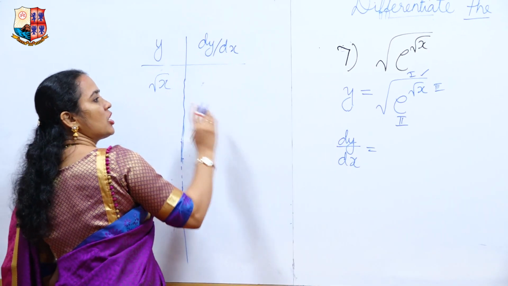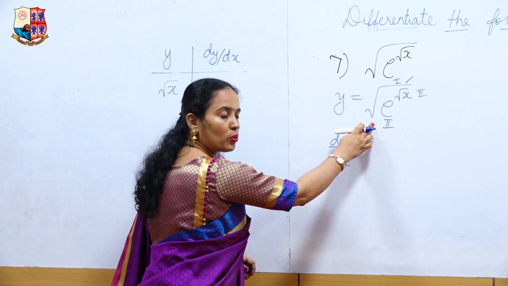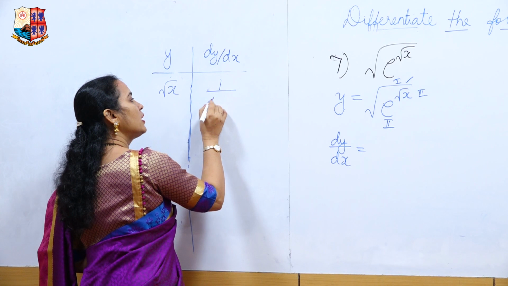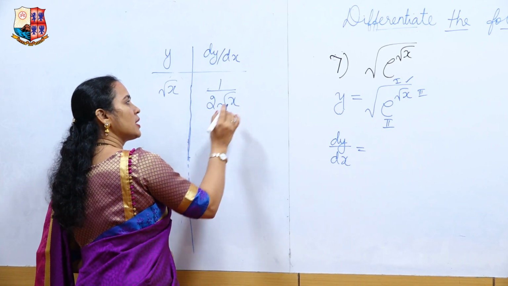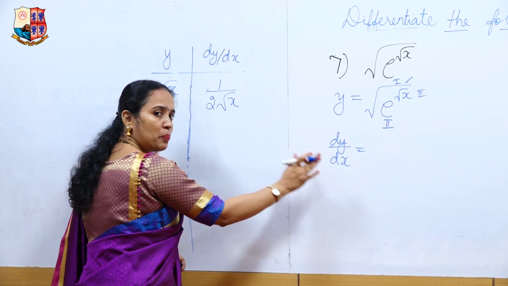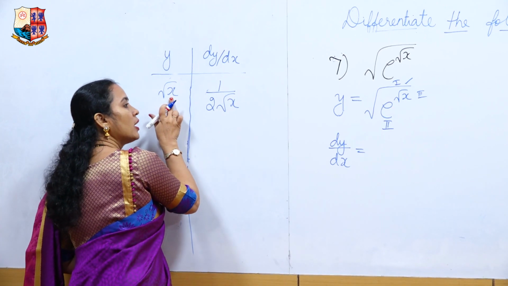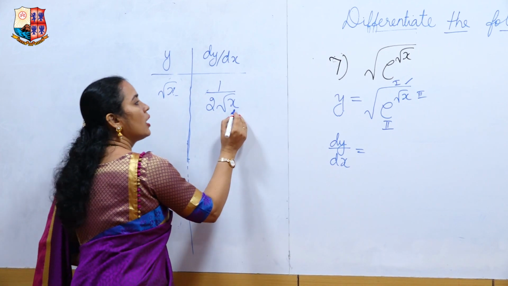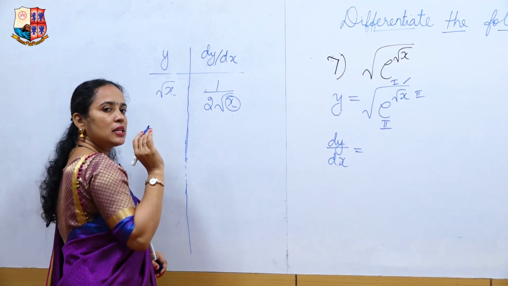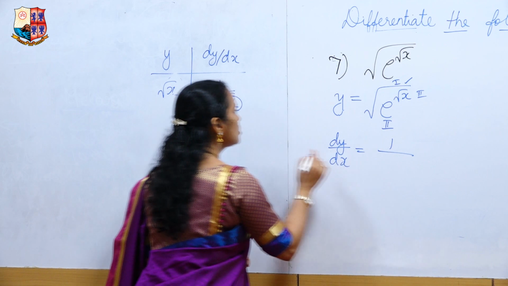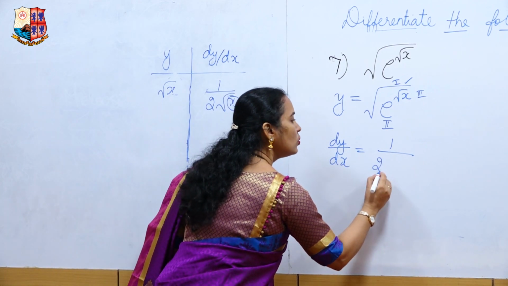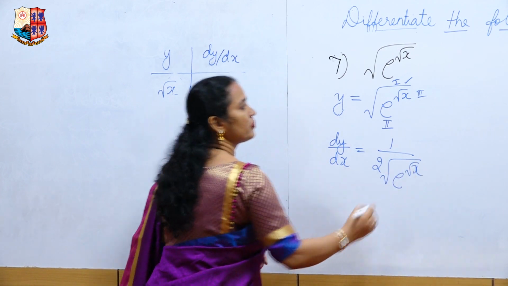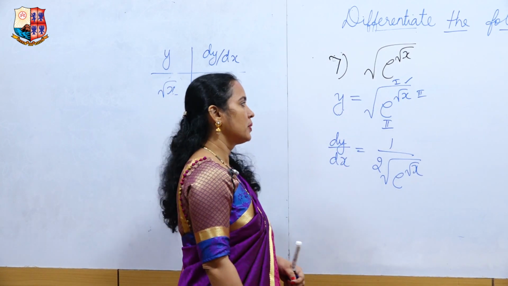Root x in general, outermost you have square root. So root x in general, when you differentiate, you will get 1 by 2 root x. As it is, apply the same principle. That means what? In the place of x, you will write e to the power root x. So you will get 1 by 2 square root of e to the power root x. So done with the first.